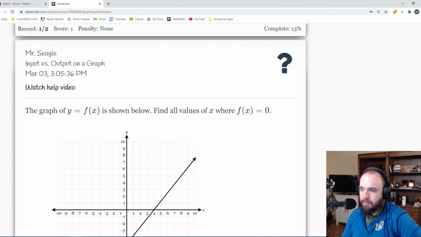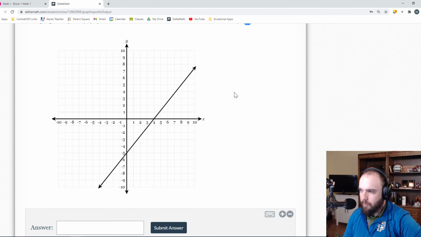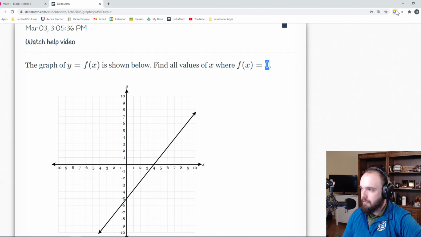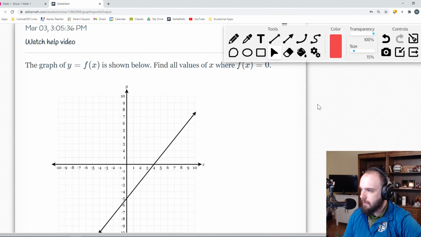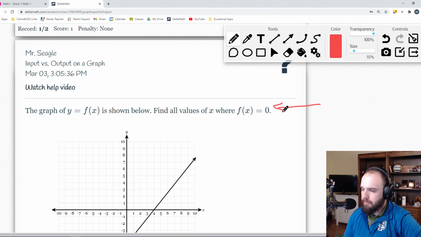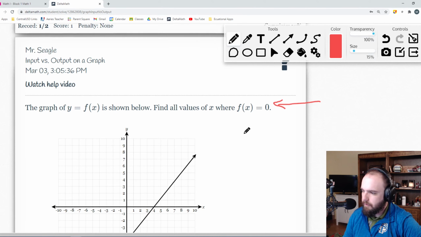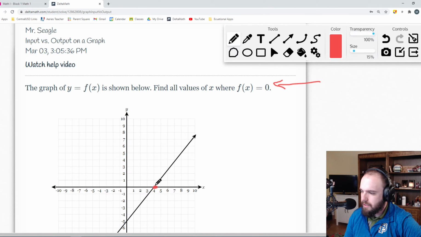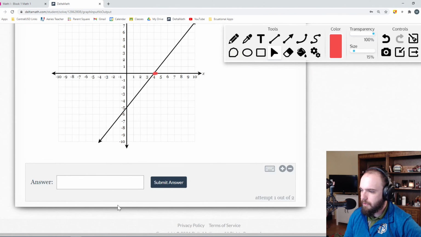Right, so the graph y equals f of x is shown below. We want to find all values of x where f of x equals 0. Remember, the number when f of x is equal to something is going to be our height. So we're trying to figure out what x is going to give us a height of 0. All we have to do is look at our graph for when my height, my y, is going to be 0. My height is at 0 right here, so my answer is just going to be 4, because that's the x that gives us the right answer.